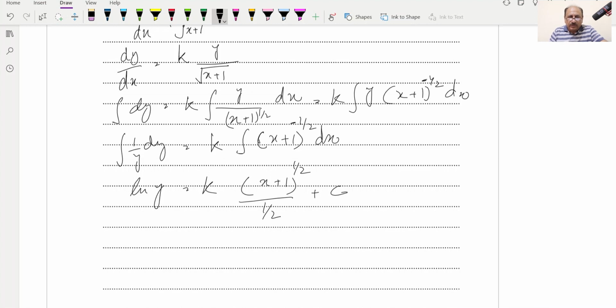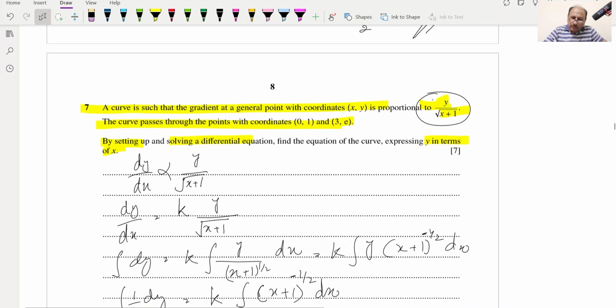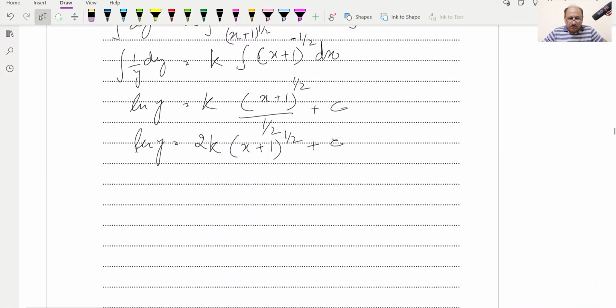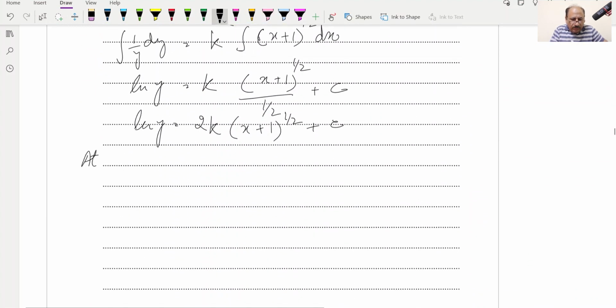Now we can rewrite it as log y is equal to, the 1 by 2 will go to the numerator, so it will be 2k times x plus 1 raised to the power 1 by 2 plus c. Now the given point is what? The given point is 0, 1. So at 0, 1, the y value is 1.